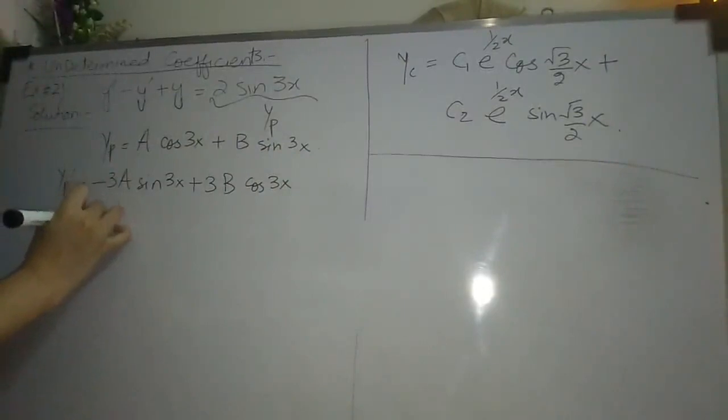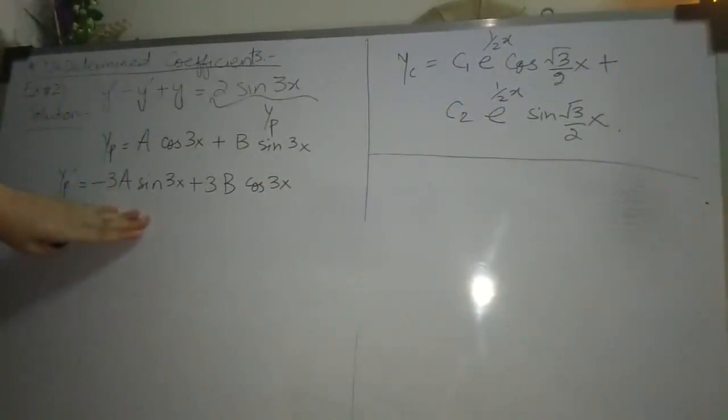And for the second derivative, I have to take the derivative of this first derivative again, and for that, since it is a constant, the derivative operator doesn't affect this constant.